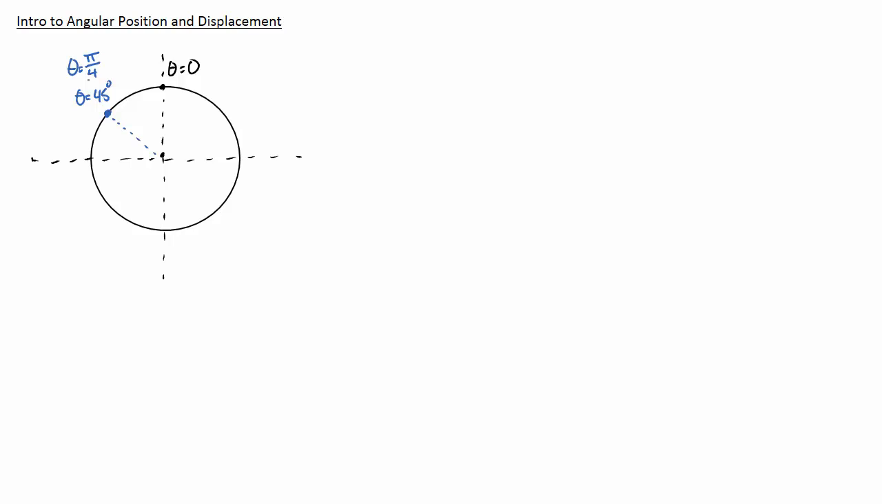Angular displacement is a little bit different because the angular displacement can carry over. So while theta is our angular position, delta theta is going to be our angular displacement. If you are in your first turn, the angular displacement and the angular position are virtually identical. What changes is when you have subsequent turns.